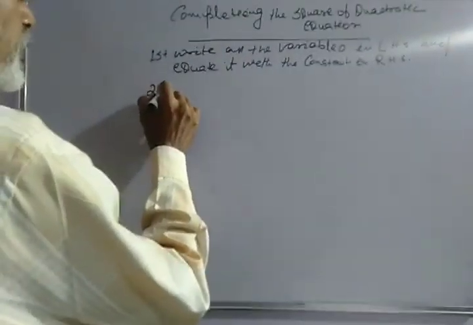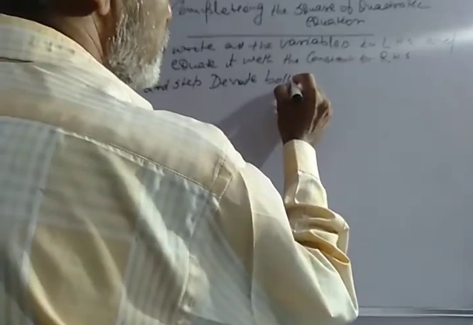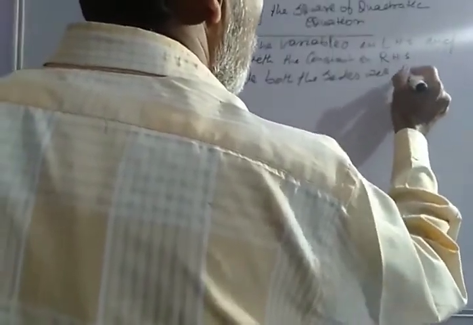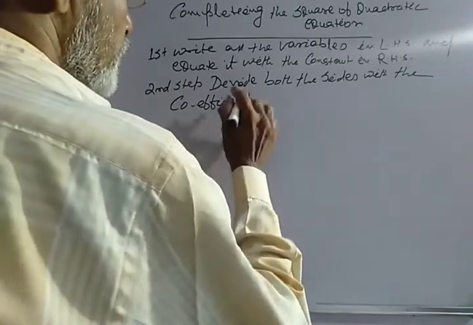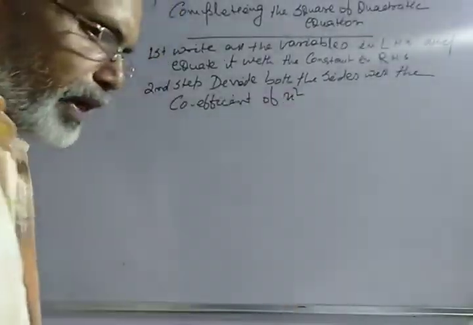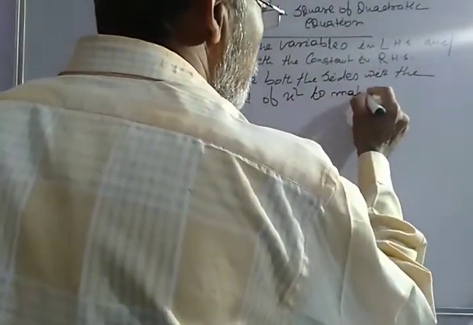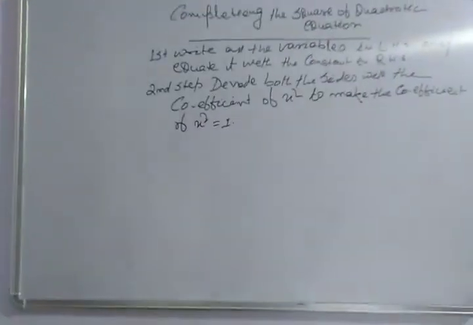Then the second step: divide both the sides by the coefficient of x square, so as to make the coefficient of x square equal to 1.